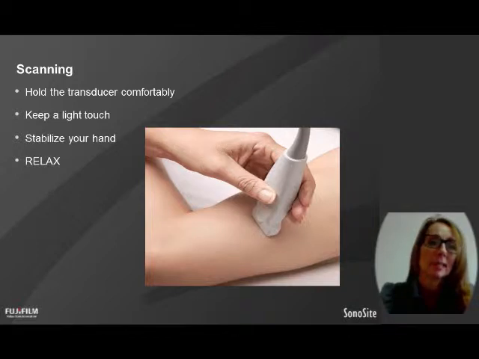When you're scanning, hold the transducer comfortably. So get yourself in a position where you're comfortable, because you may think that it's just going to be quick, but if you're scanning for 10 or 15 minutes to create a map, you can actually get quite uncomfortable and cause some muscle strain. So hold it comfortably. Keep a really light touch, because compressing the vessels or pressing down with the probe may distort the vessels and give you the wrong image.